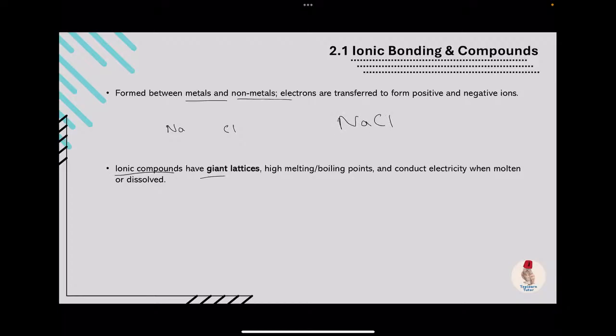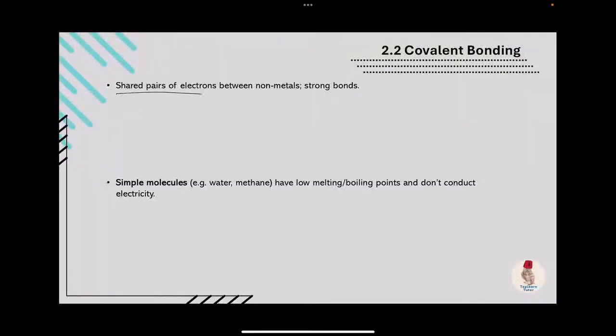Ionic compounds have giant lattices, such as NaCl. NaCl is formed by alternating sodium and chloride ions, such as this would be sodium, this would be positive, and a sodium, and a negative. Covalent bonds are shared pairs of electrons between non-metals, and these are strong bonds.